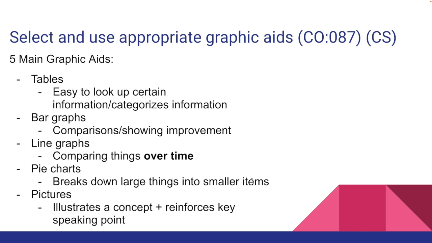Select and use appropriate graphic aids. So the 5 main graphic aids are tables, bar graphs, line graphs, pie charts, and pictures. So tables are great because they help you look up certain information and also categorize the information you want. So if you ever want to point out a specific number within a specific category, you can use a table. Bar graphs are great for comparisons and showing improvement.